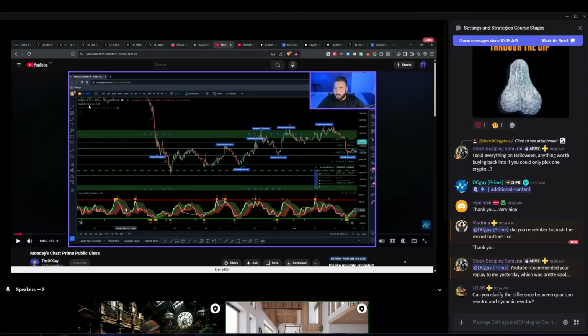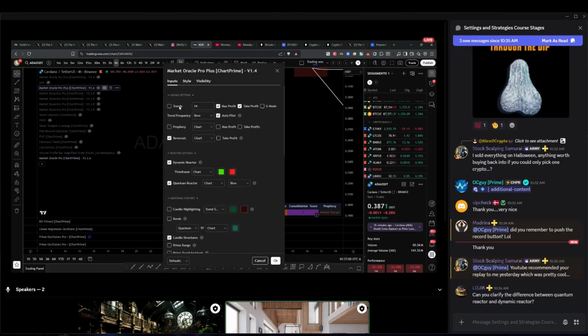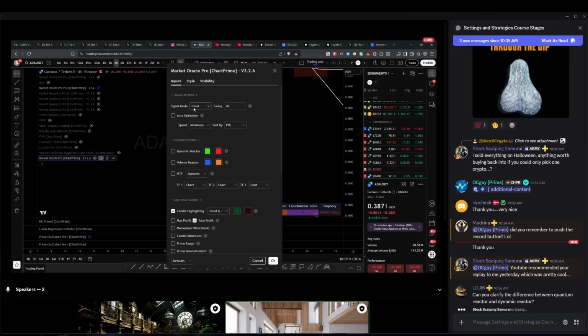So the very first thing you see, Market Oracle version 2.12, and you should be at this point having version 3.26. Don't worry, still the same. Or if you have the Pro Plus, the 1.4. Again, don't worry. You should be having one earlier, but that's fine. The point in between these two is right here, Trendy. Trendy means the trend. So where or how you look for the trend. If you go to Market Oracle, just Pro, it says signal mode trend. It's the same as Trendy.